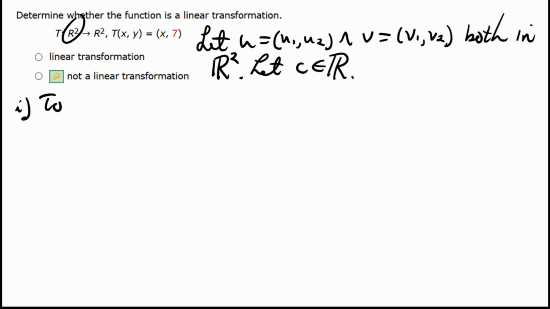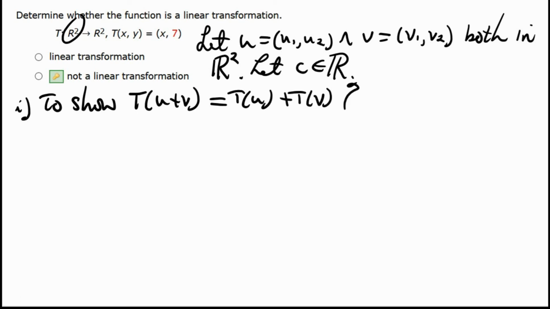So first, we want to show T of u plus v. Is that the same as T of u plus T of v? We want to show that. The transformation is of this form: for every vector in the domain, the image has to be the first coordinate, and then the second coordinate has to be 7. Kind of strange.